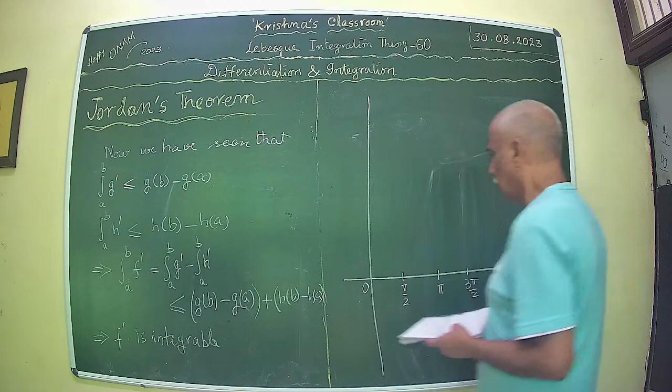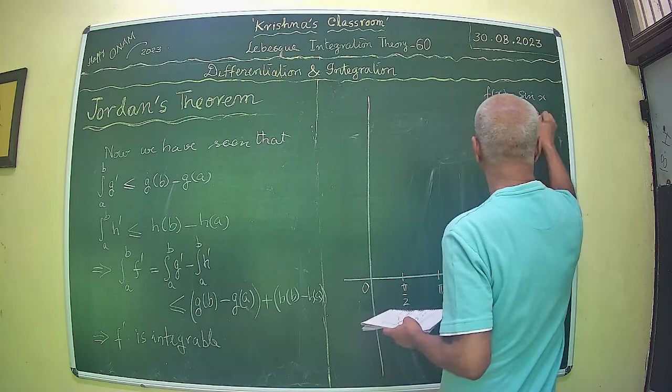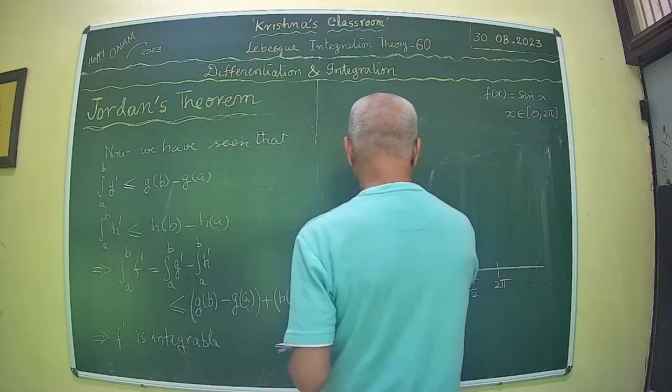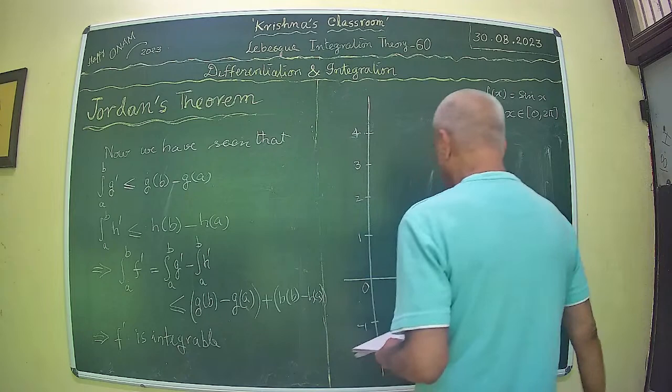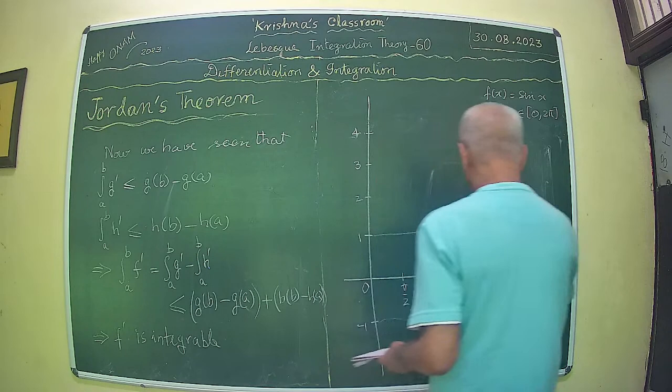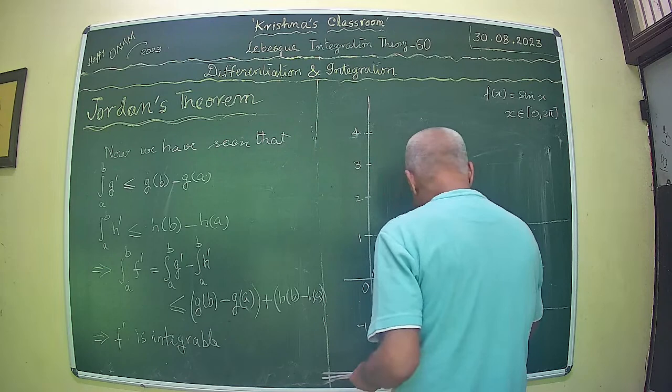The function sin x is given by the graph of the function: this is 1, this is 2, this is 3, this is 4, and this is 5. So the function, you see, the graph of the function is roughly of this.